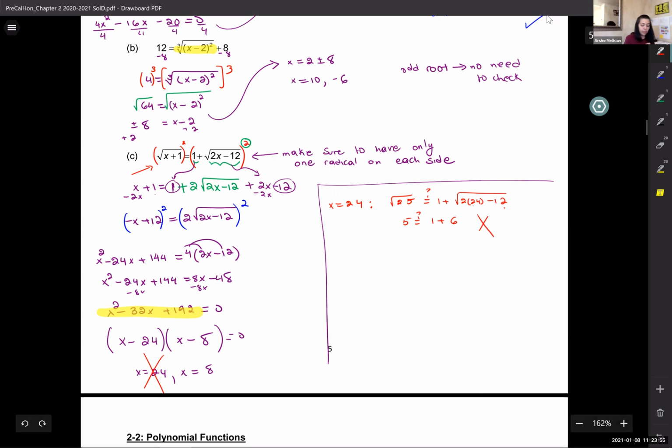So that doesn't work. And there might be different reasons why it doesn't work. You might get a negative instead of the root. That doesn't work, whatever the reason is. Then we plug in x equals 8. And we're going to get root 9, which is 3. And then on this side, 1 plus root 16 minus 12. 3 equals 1 plus, this is root 4, 2. Oh my God, it does work. So x equals 8 is the only one that works. Yay.